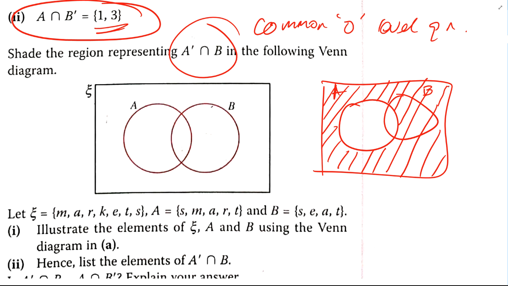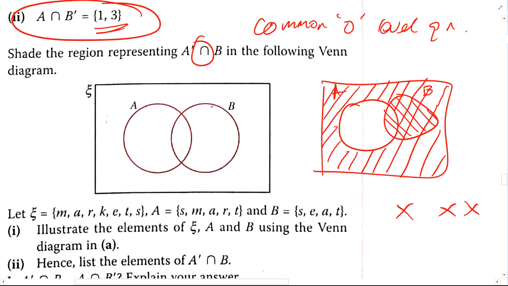Okay, so this is the complement of A, and I require B. So in the other direction. Since I want the intersection, I want to find all the crosses. So see inside here, we've got all the little crosses. This is my required portion. So this is my answer.